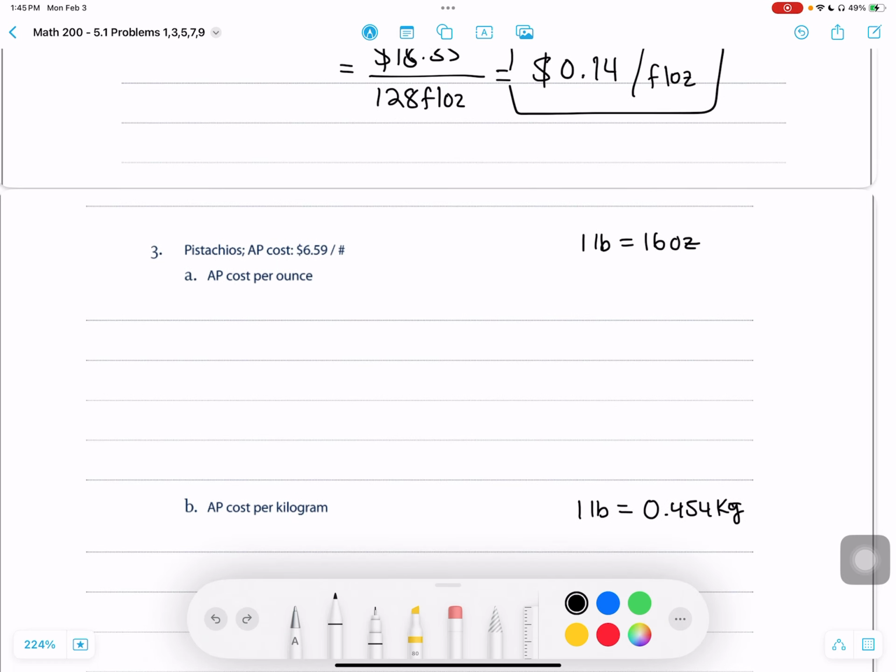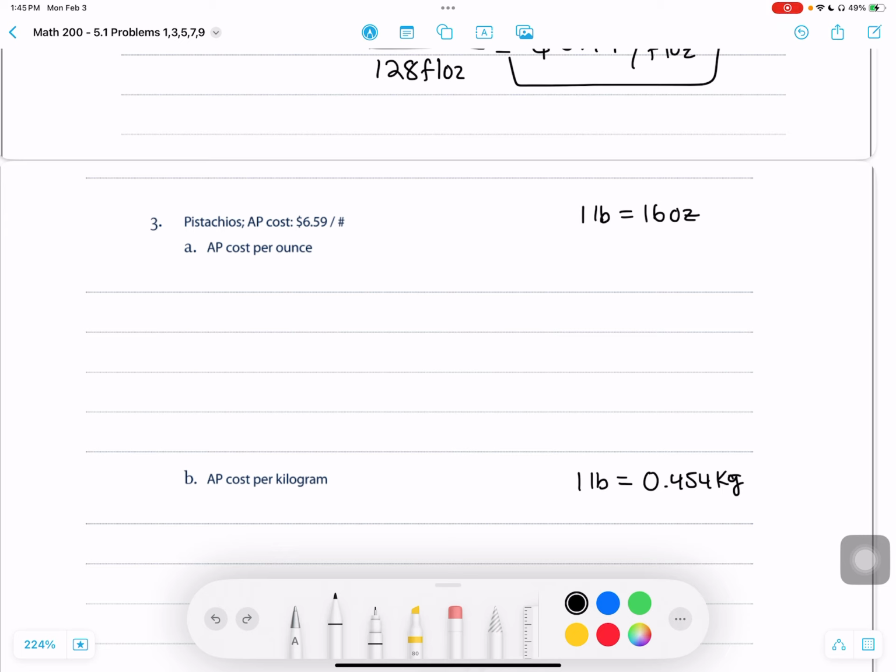It talks about pistachios, and the AP cost is $6.59 per pound. So every pound that I purchase is going to have a price of $6.59. Let's go ahead and find the cost per ounce. I'm going to take the unit on the bottom, which is the pounds. It says 1 pound, and I'm going to convert this into ounces. You go to your conversion table, you know that 1 pound is 16 ounces. So we can go straight into the formula here.